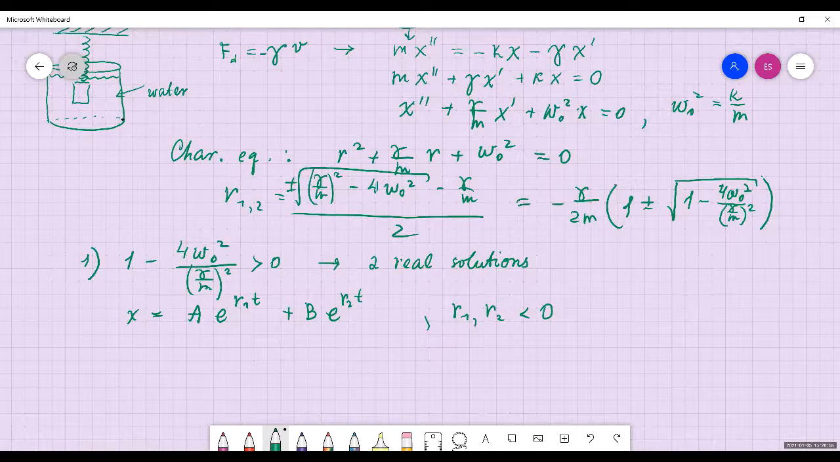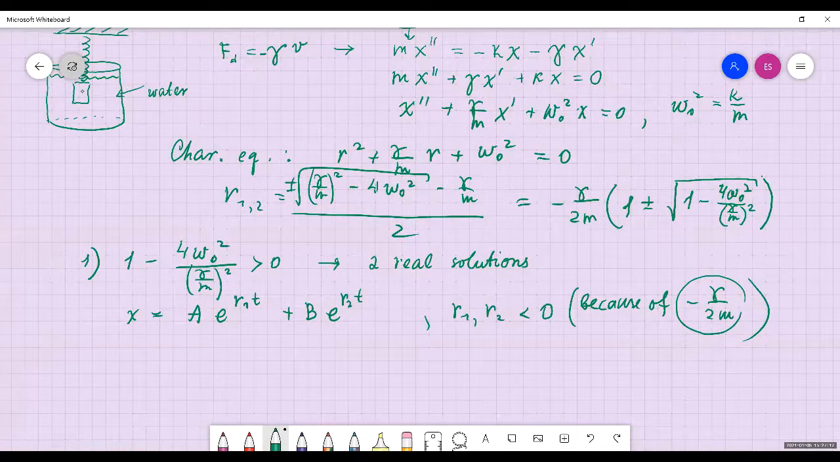So this one is going to give a minus, because of the minus gamma over 2m in front of the expression.